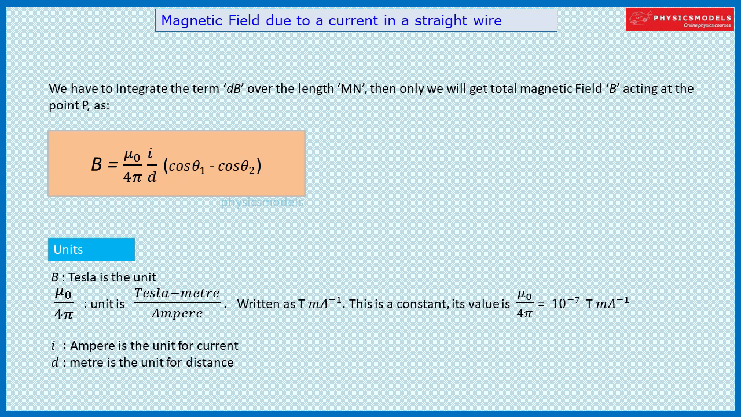Here the unit of B is Teslas. Mu0 by 4 pi is a constant, which is Tesla meter by ampere. That's equal to 10 to the power minus 7. And the I, the d, and the theta 1 and theta 2 depend upon the particular case.